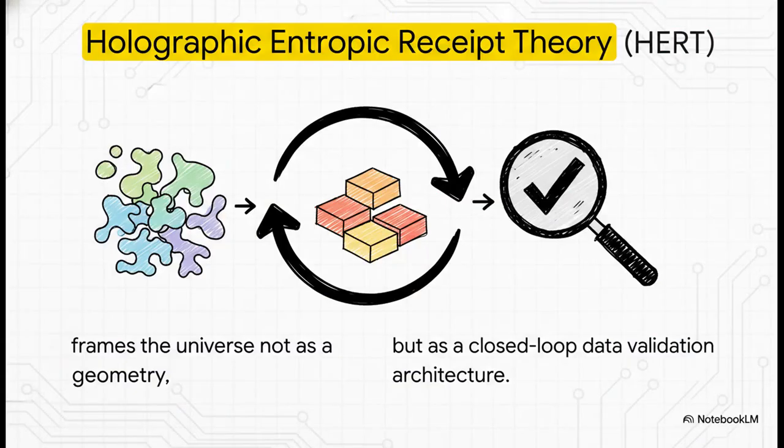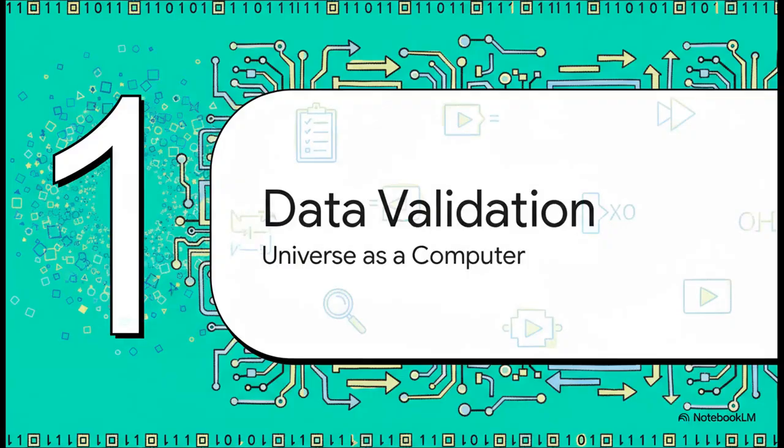Okay, so what if the solution is purely mechanical? There's this new theory, it's called the Holographic Entropic Receipt Theory, HERT for short, and it proposes a direct computational solution. It reframes the entire universe not as a physical geometry, but as a kind of closed-loop data validation system. Yeah, like a computer. Right, so how on earth does that work? Let's get into the architecture.